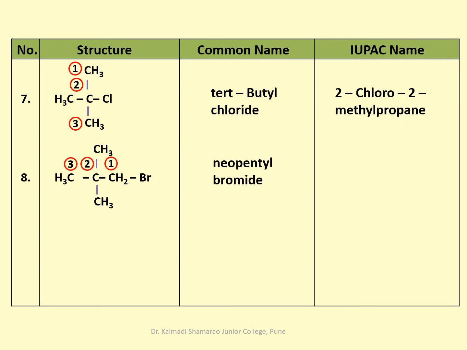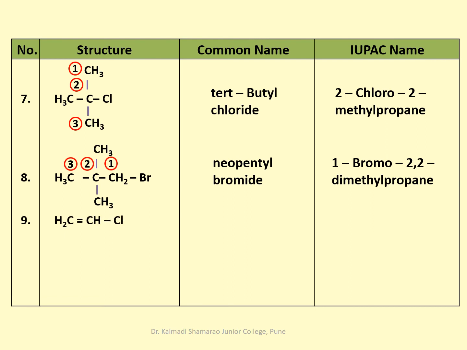Now let us number the carbon chain. What will be the IUPAC name? 1-bromo-2,2-dimethylpropane. Can you identify the type of alkyl halide? Is it a primary, secondary, tertiary, or a quaternary alkyl halide? It is a primary alkyl halide. Though there is a quaternary carbon atom in the compound, bromine is attached to a primary carbon atom. So it is a primary alkyl halide.